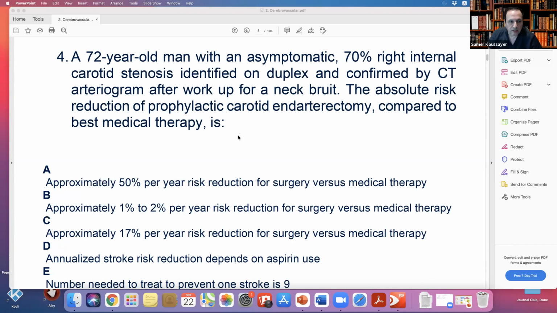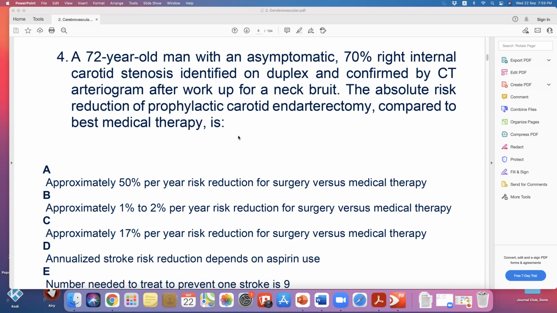All right. So 50% no. Yes. So other options, yeah. Approximately 1 to 2% per year risk reduction for surgery versus medical therapy. Yeah, according to our discussion, this is the answer. Right. C, approximately 17% per year risk reduction of surgery versus medical therapy. This is too much. Yeah.